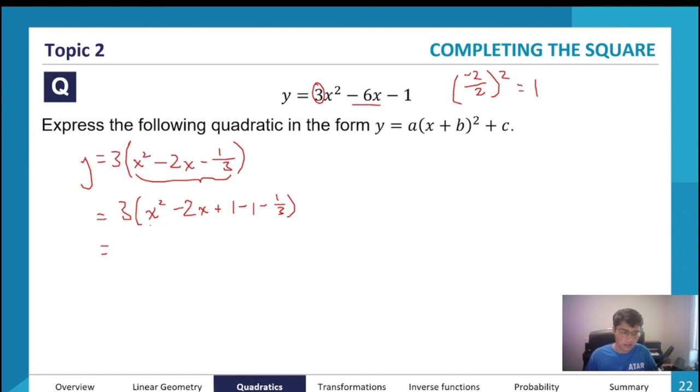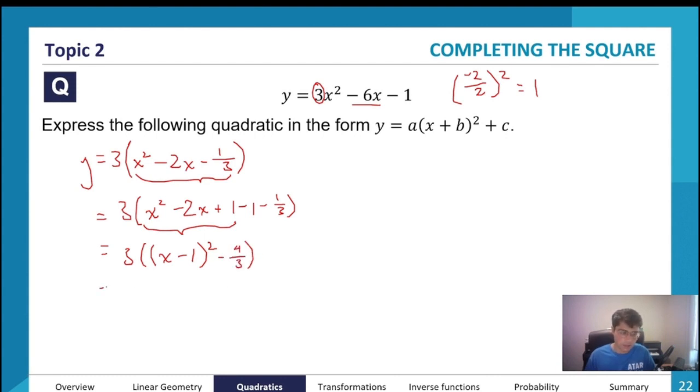Then again, we can use that little trick where we convert this into a perfect square. We get 3 open bracket. We want to open another set of brackets just so we can write this expression involving 3 terms as a perfect square. So we get x plus b over 2. In this case, b over 2 is negative 1, negative 2 over 2. So we write (x minus 1) squared. And then we've got the minus 1 minus 1/3 hanging out on the edge there. So we'll simplify that into minus 4 over 3.